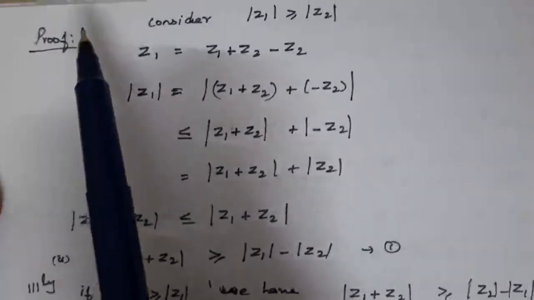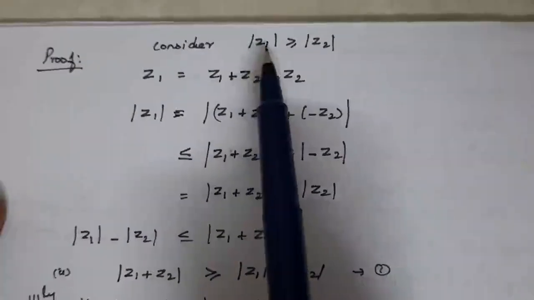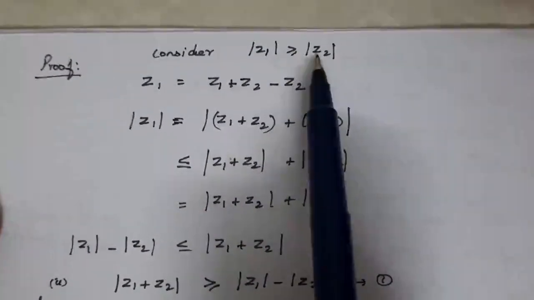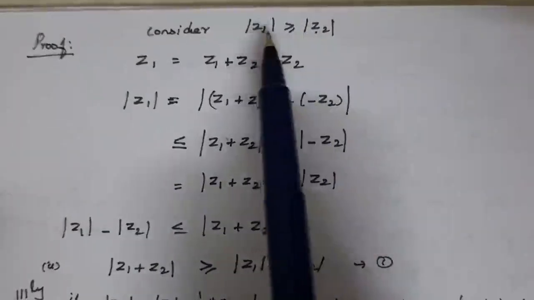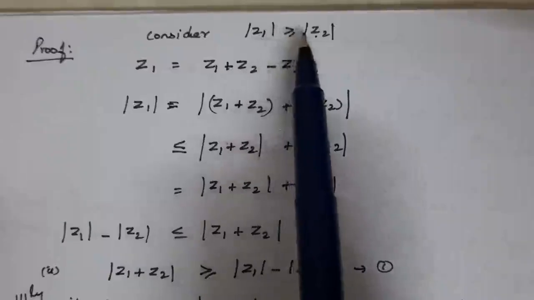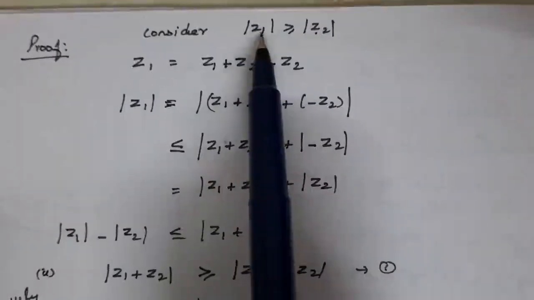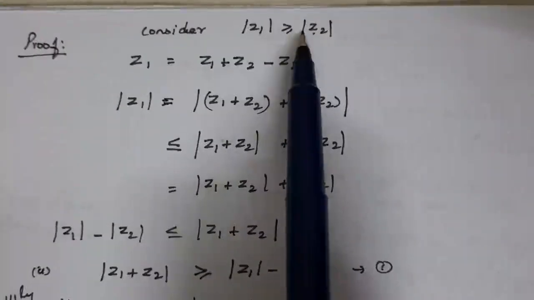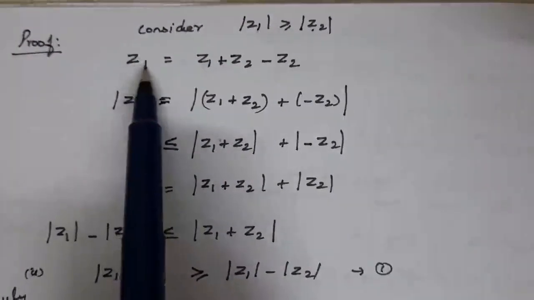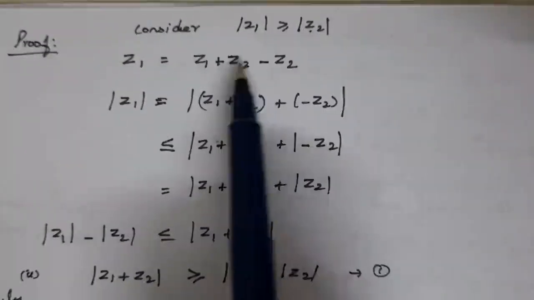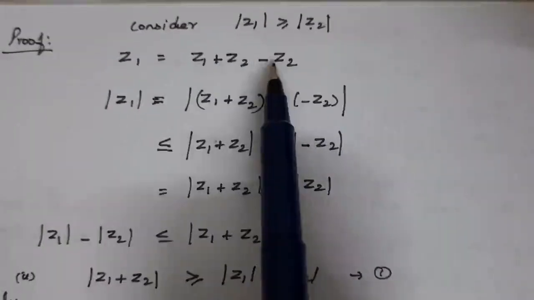Let us see the proof. Here let us consider modulus of z1 is greater than or equal to modulus of z2. Now two cases are possible where z1 may be greater and sometimes z2 may be greater. So if modulus of z1 is greater than or equal to modulus of z2, in this case, let us consider z1 is equal to z1 plus z2 minus z2, adding and subtracting z2.